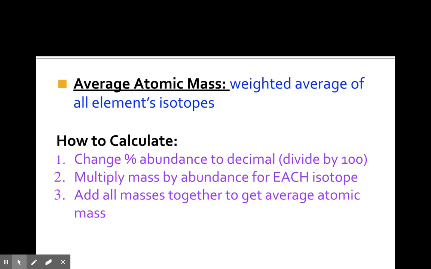So take a second, pause this if you need to finish writing down these directions. On the next slide, we'll go through an example, and hopefully these steps will make a little more sense once you see the numbers involved.